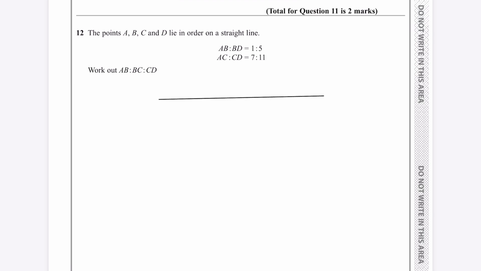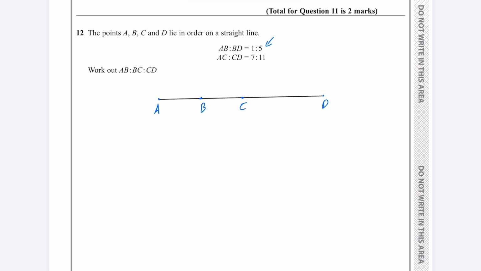Awesome. And then let's label it. So that's A there. We can see the ratio is 1 to 5, so that's quite a big gap. So if this is A to B, and then D is going to be all the way down there. Okay. And then A to C is 7, and then C to D is 11. So C is closer to A than it is to D, so we can put C somewhere there.